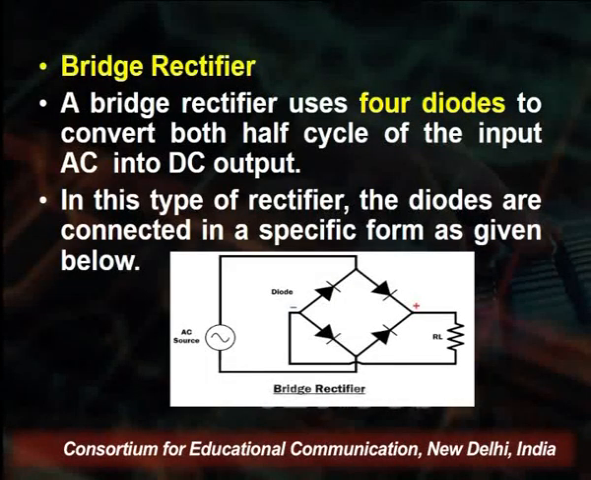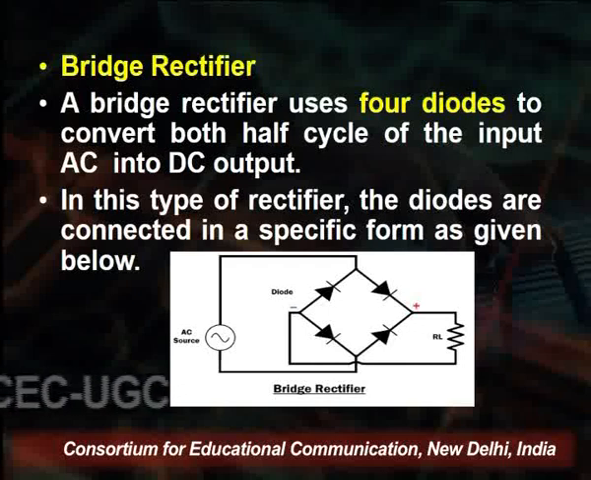In the bridge rectifier, as you see on the screen, there are 4 diodes attached. In the circuit diagram, the 4 diodes are attached with the load resistance as well as with the battery. This is one type of arrangement in the bridge rectifier. A bridge rectifier uses 4 diodes to convert both half cycles of the input AC into DC output. Again, it is a full wave rectifier, so these 4 diodes convert both the positive and negative cycles of the AC current into DC output.